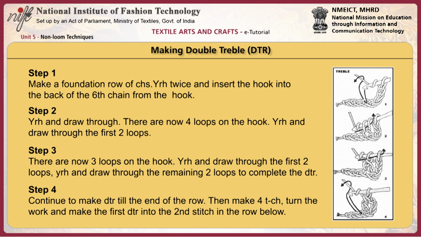Continue to make double treble till the end of the row. Then make 4 turn chains, turn the work and make the first double treble into the second stitch in the row below.